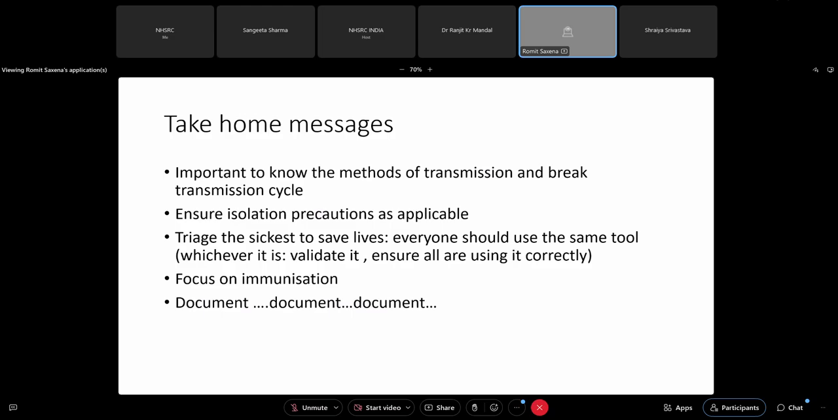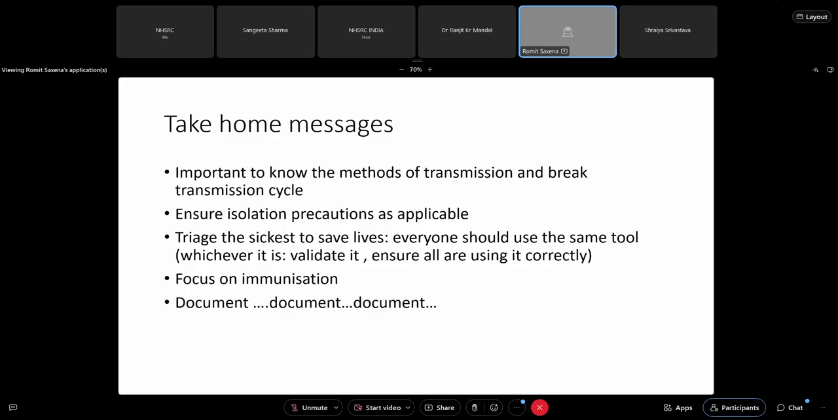Some take home messages: we have dealt with a lot of communicable diseases and modes of transmission. We have identified the danger signs, emergency signs, how to triage, how to treat, how to intervene. Now we have talked about how to stop infection. We have talked about the whole bit about communicable diseases. But what is important is breaking the transmission cycle in your clinic, ensuring adequate isolation precautions are used, and triaging the sickest to save life, everyone.